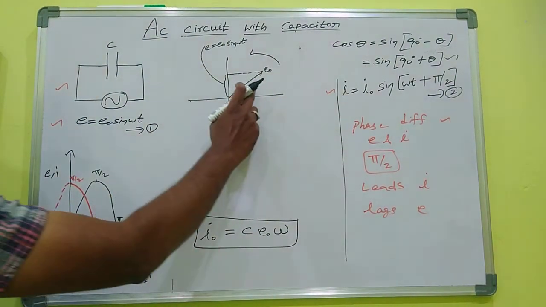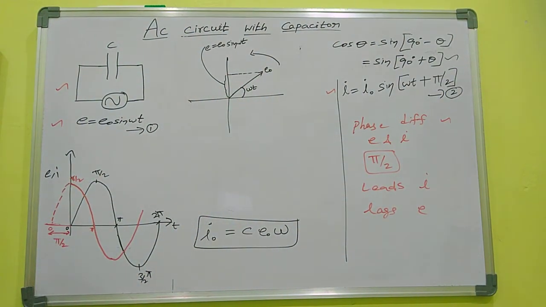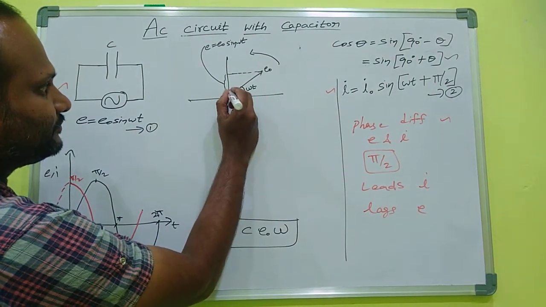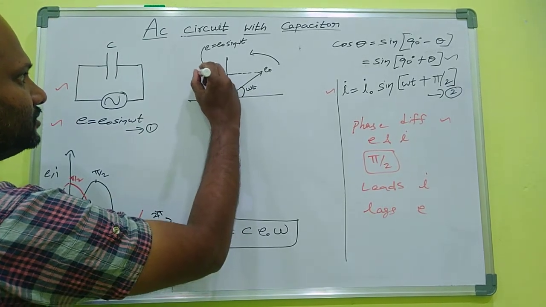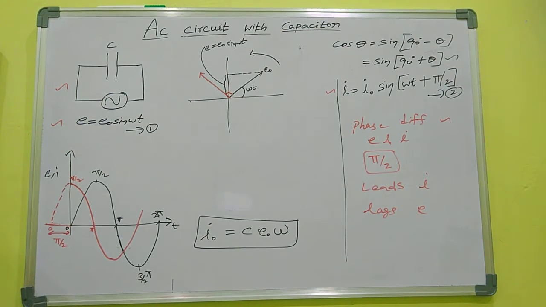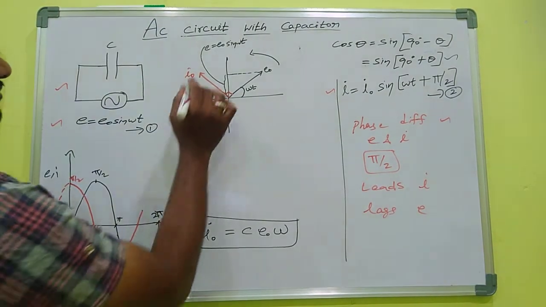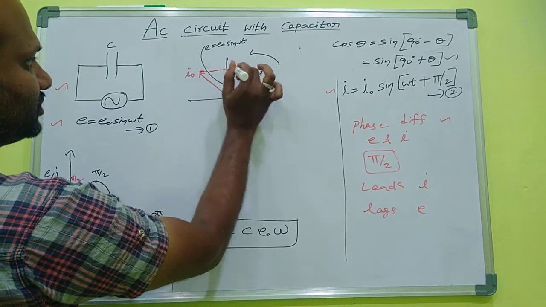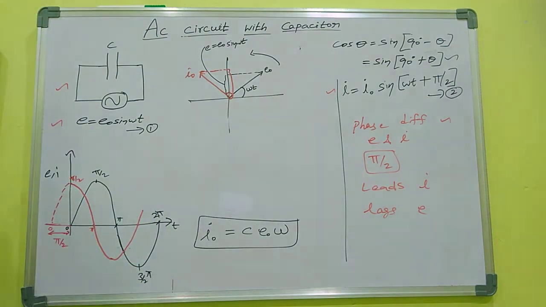At a time t, it makes an angle omega t with the x-axis. Don't forget, this is one of the important points. Where is the current now? The current is leading the EMF by an angle pi by 2. Now I draw the current. This is the current, so I write here I0. The projection of the I0 vector gives the instantaneous value of current, which is I equal to I0 sin omega t.